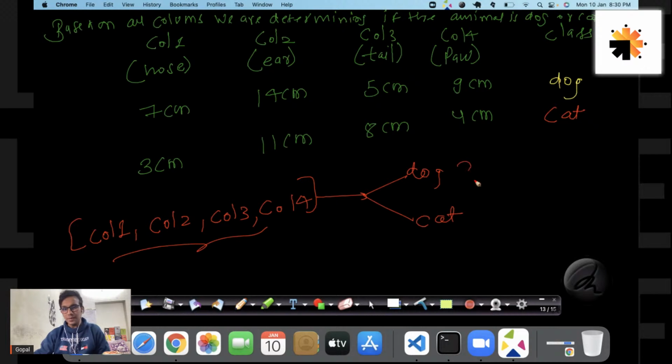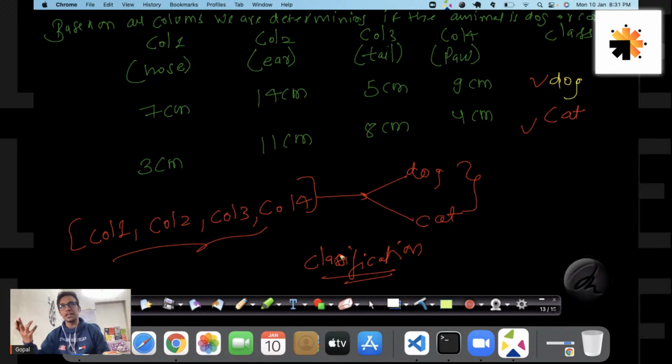This type of machine learning system is known as supervised, because you are given a class. This task which we just saw is called classification. How easy it was, right? This is your classification task.